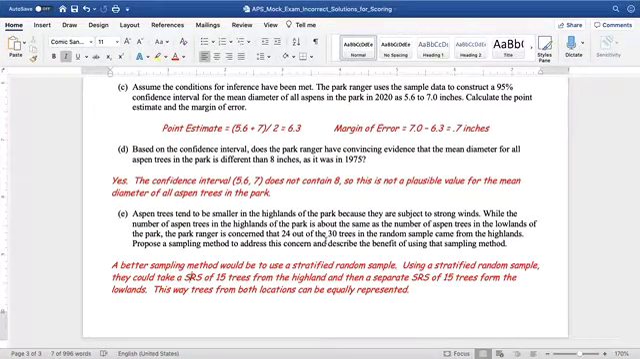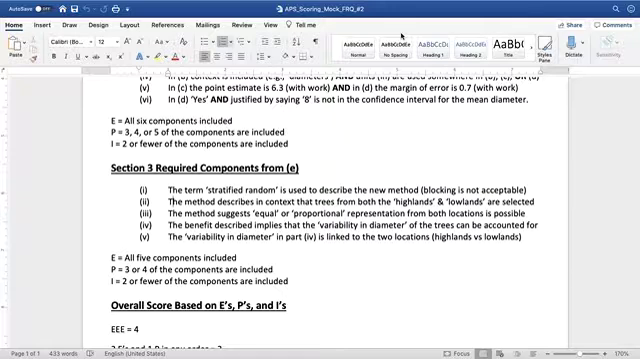So bottom line, propose a sampling method to address this concern, but again, we have to describe the benefit of using this sampling method. So how are we addressing this concern here by using a stratified random sample? The problem is we think the diameters of the trees in the highlands tend to be smaller, and in the lowlands they tend to be larger. So the issue here is variability in diameter. That's what we're trying to account for.